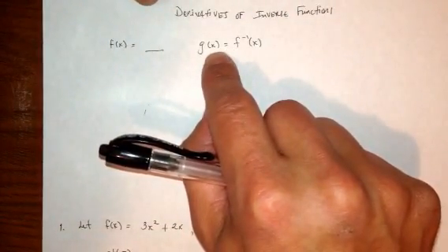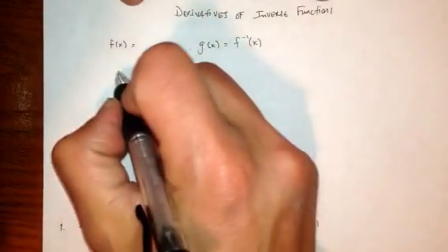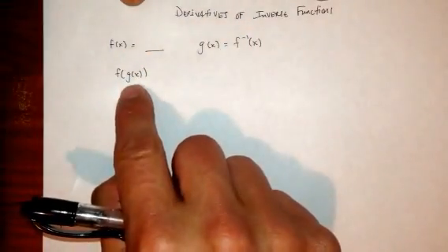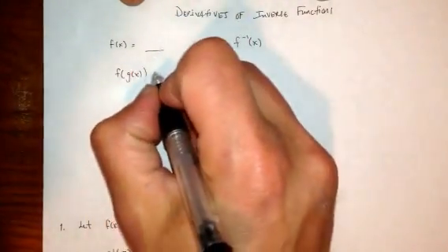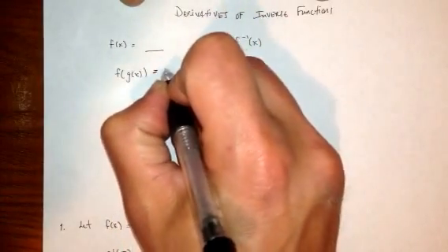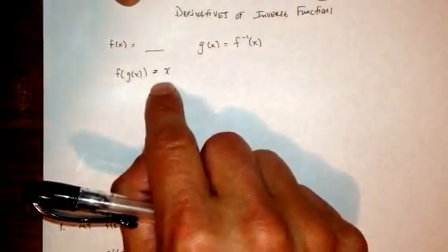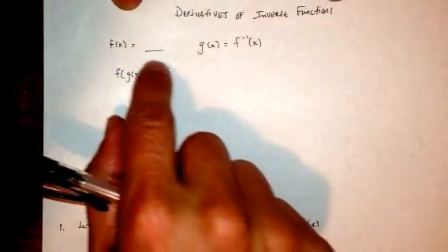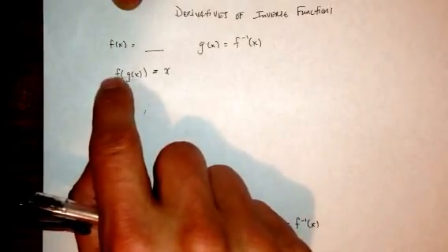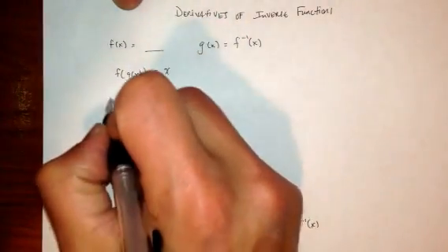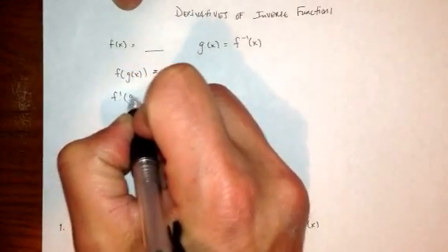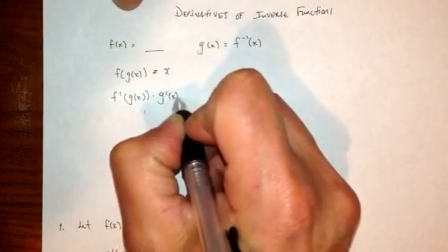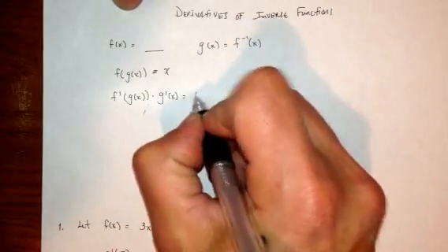Now, if you remember, the definition of an inverse function is given by its composite. So f of g of x, when it goes inside of each other, you should end up with x. So in order to take the derivative of this inverse relationship, I'm going to use the chain rule on the left side and take the derivative on the right side. So I'm going to do f prime of g of x times the derivative of the inside, g prime of x, equals the derivative of x, which is 1.